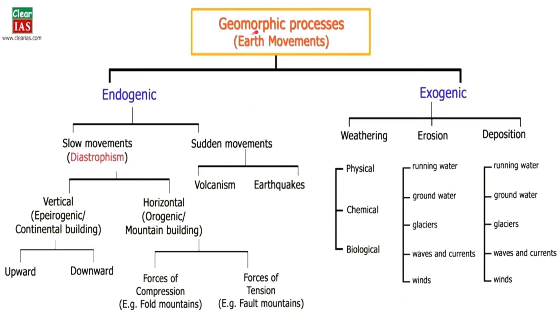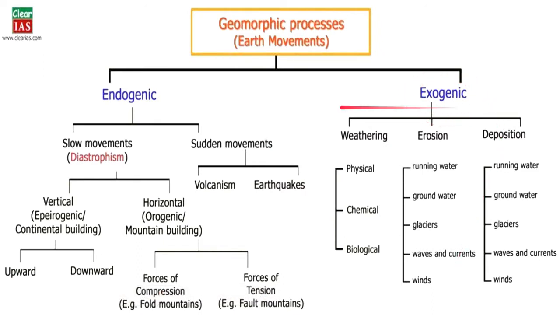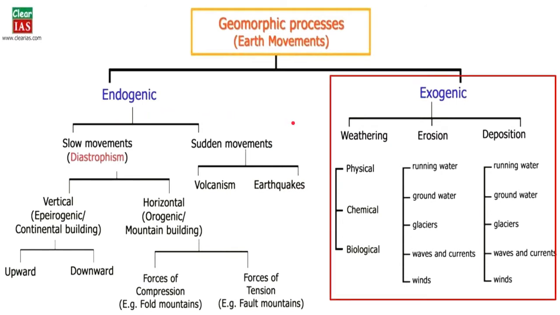So geomorphic processes, or earth formations and earth movements, are categorized into two major parts. Exogenic processes, those processes wherein the origin of the changes are external, and endogenic processes wherein the origin of those processes comes from within the earth. So in this video, we will focus mostly on exogenic processes, specifically weathering, erosion, and deposition.